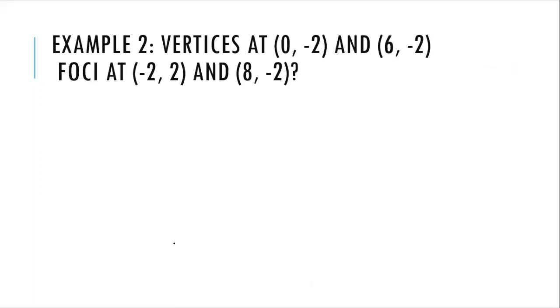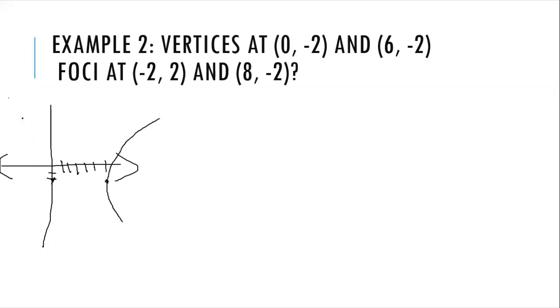So now let's proceed with example number 2. Vertices at 0, negative 2. 0 is our x, negative 2 is our y, so found here. 0, negative 2. And then the second vertex is positive 6. Our x is positive 6, counting 1, 2, 3, 4, 5, 6. And then negative 2 is our y. So our hyperbola looks like this.